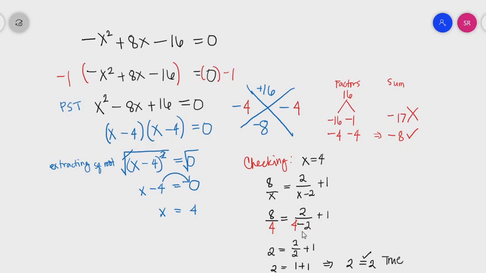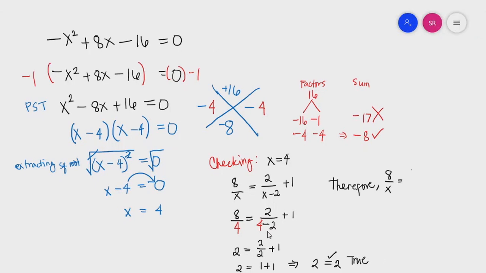So for our conclusion, we can say that 8 over x equals 2 over x minus 2 plus 1 has the solution x equals 4.